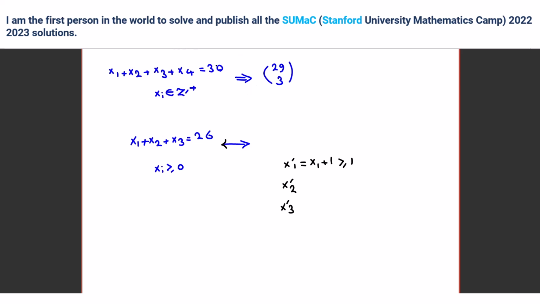No, no, let me. x2 plus 1, and x3 plus 1. So x prime 1 plus x prime 2 plus x prime 3 is what? 23. Only 23. Wait, each one I add 1, so it's 29. Exactly. So the answer is what? 28 choose 2. Okay, understood?